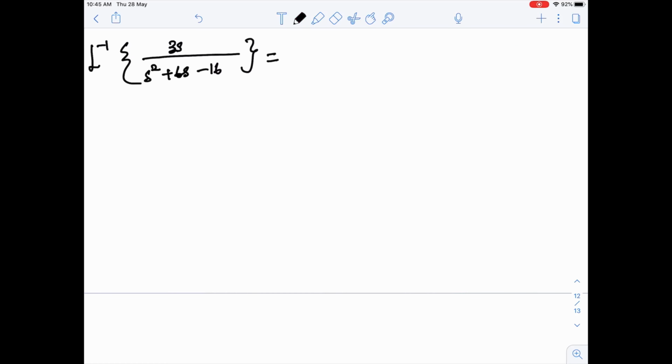Okay, class, this is quite different from the previous one, since you have two terms here. Previously, we only had one term. In order to make these two terms become just like the previous one, you need to apply completing the square.